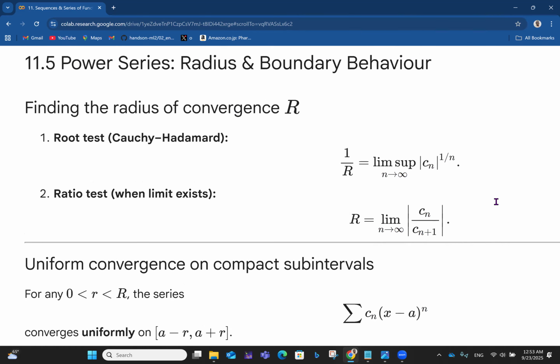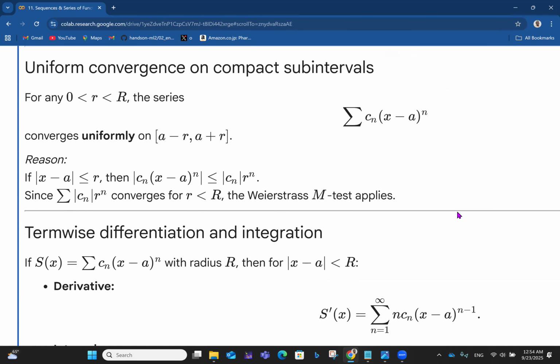So first of all, finding the radius of convergence, I think we already talked about that before. Using the root test from Cauchy-Hadamard, 1 over R is the limit superior as n approaches infinity of the absolute value of C_n raised to 1 over n. And for the ratio test, when the limit exists, we have R to be the limit as n approaches infinity of the absolute value of C_n over C_(n+1). So that's talking about radius of convergence.